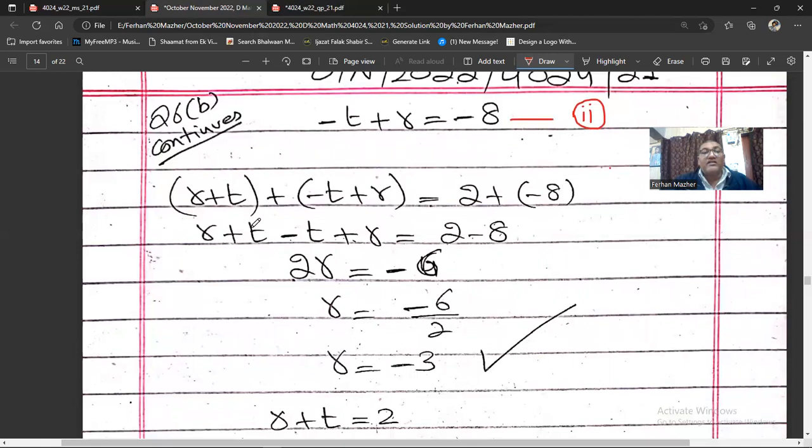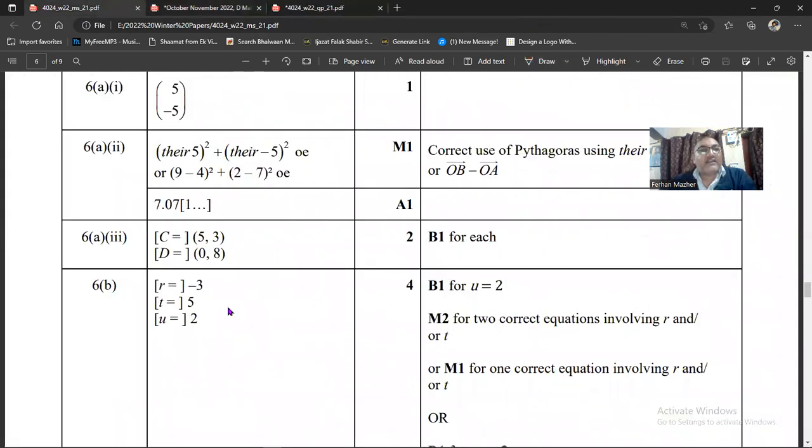It will be 2R, the T and minus T will cancel. So you will have 2R equals minus 6. So R will be equal to minus 6 by 2, so R will be equal to minus 3. So now I got the value of R, that is minus 3. So R equals minus 3.